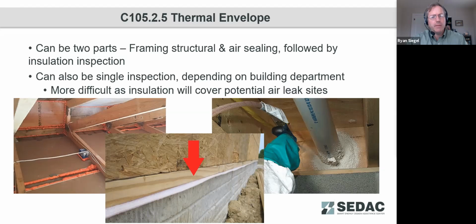So one concern that does come into play, if you are doing this as a single thermal envelope inspection, is that this can be much more difficult to verify because insulation will cover many potential air leakage sites, be it cavity bays, rim joists, and so several of these areas may be very difficult to air seal. And it's not uncommon that these go unseen because an air barrier test was never done on most commercial buildings.